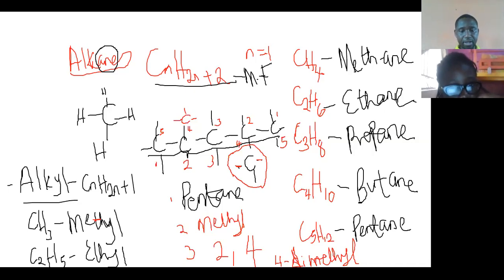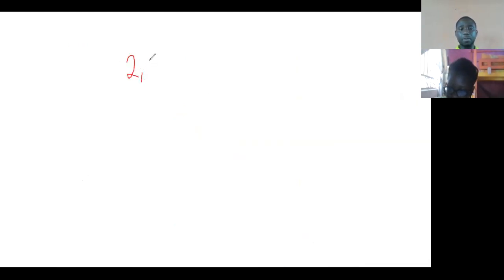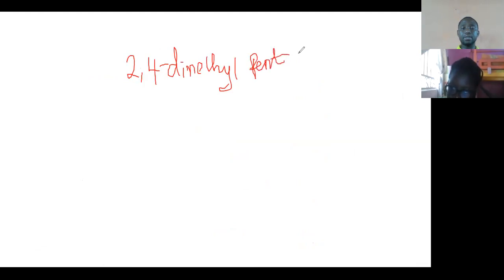Okay. Now, give me the name of this compound now, following a rule. Two comma four dash dimethyl pentane. Please say that again. I didn't get that. 2,4 dash dimethyl pentane. Correct. So, following all this, that was actually 2,4 dimethyl pentane. Right. That looks quite big and interesting.